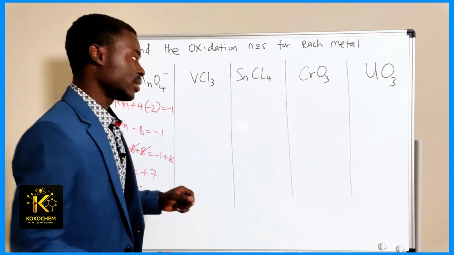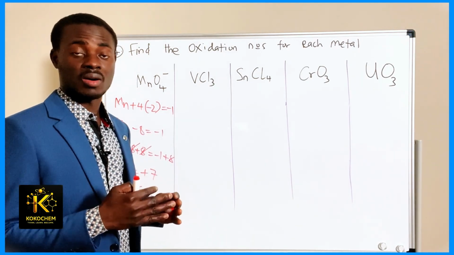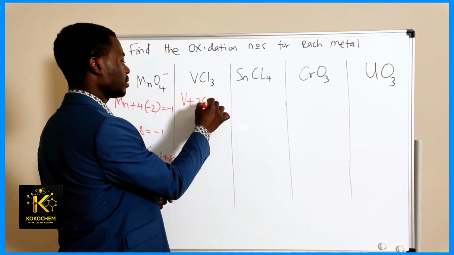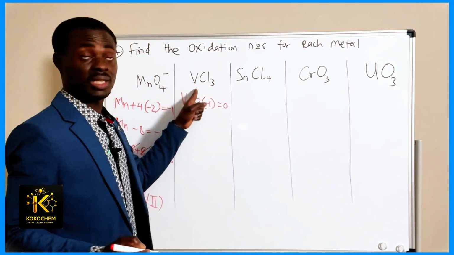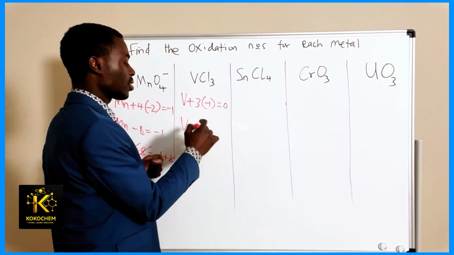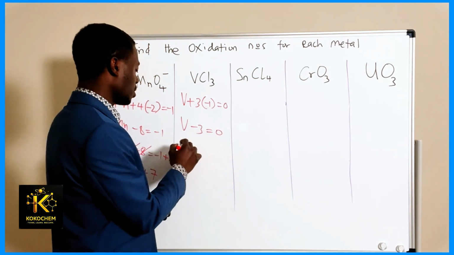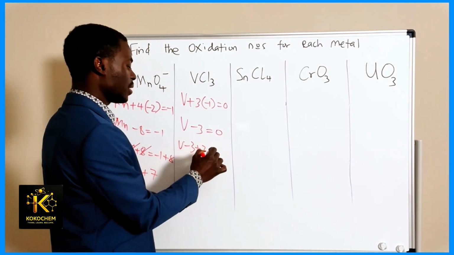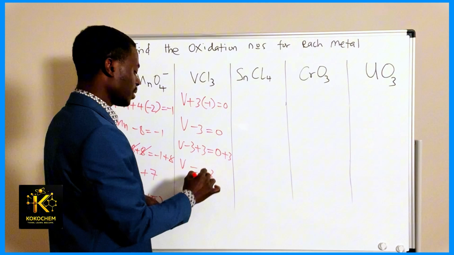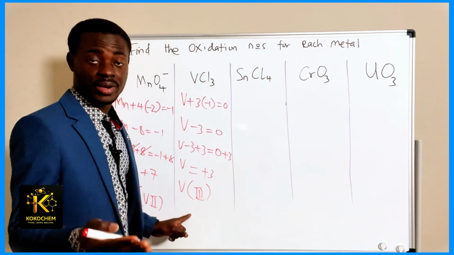How about vanadium chloride? Chlorine is a halogen, so hence it will have an oxidation number of -1. It's going to be V plus 3 times -1 equal to 0, because this is a neutral compound. So you have V minus 3, because 3 times -1 is -3, equal to 0. V minus 3 plus 3 equals 0 plus 3. V will give you plus 3. Hence, the oxidation state for vanadium is plus 3.